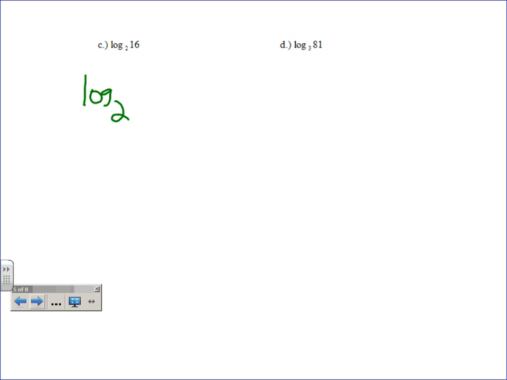Log base 2. Well, how am I going to rewrite 16 so that I can do that little cross-off maneuver? 2 to the 4th, right? All I did in green was rewrite the problem, but I rewrote it in a way that I could just cross things off, right? So the answer is... Okay. So why don't you try that last one real quick on your own?